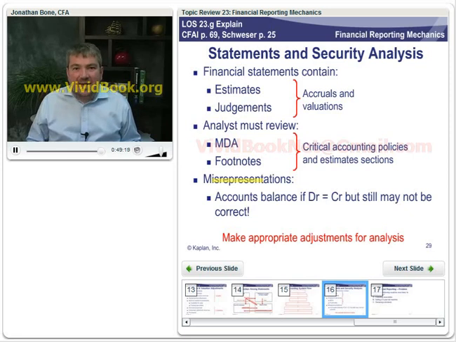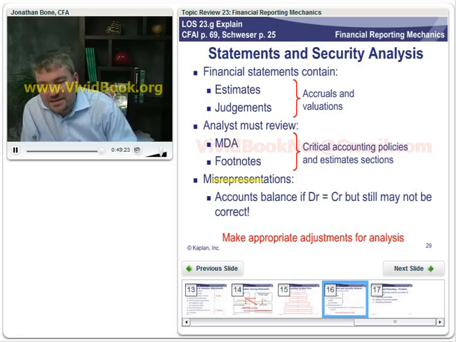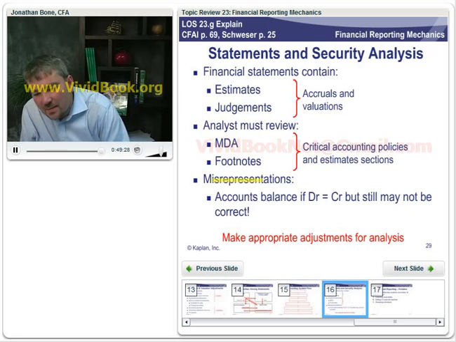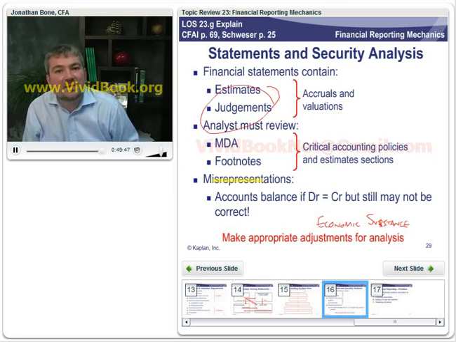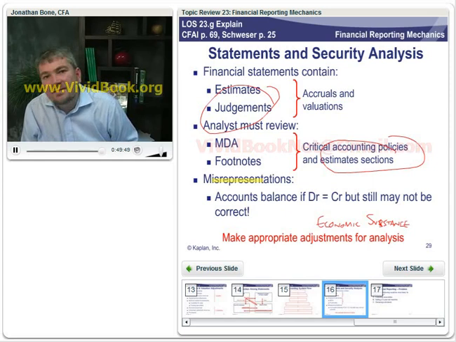The key for the analyst is they want to see the true picture of company performance. And we'll keep coming back to this phrase: economic substance. So you've got to review the estimates and judgments and the critical accounting policies, and ask, do you believe that that shows you the economic substance of the company? If you don't, then you're going to have to make adjustments before you calculate your ratios.